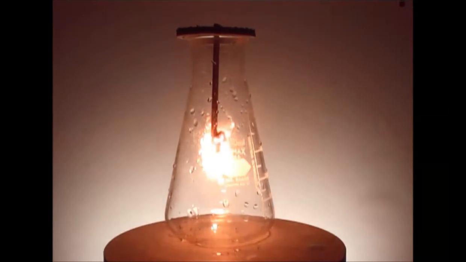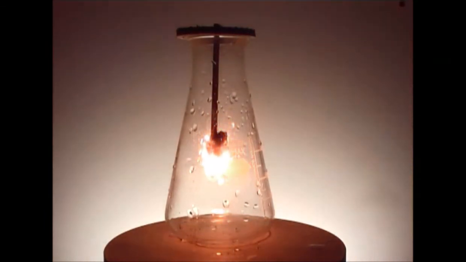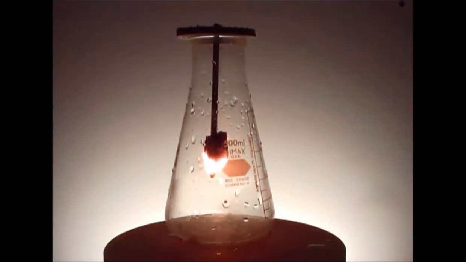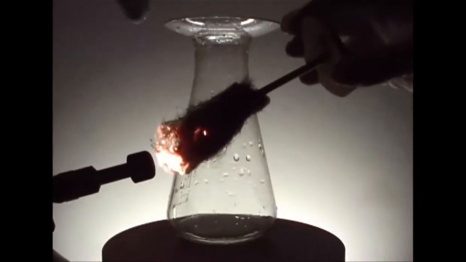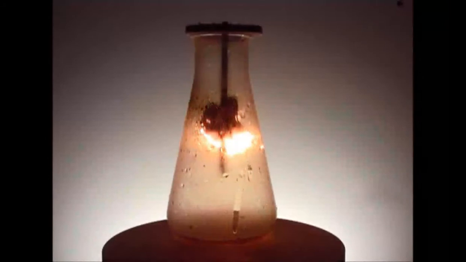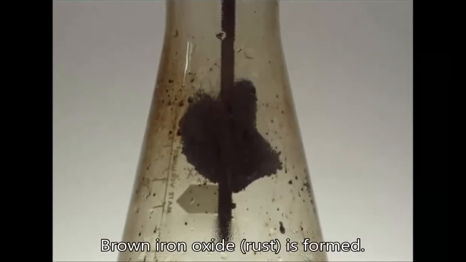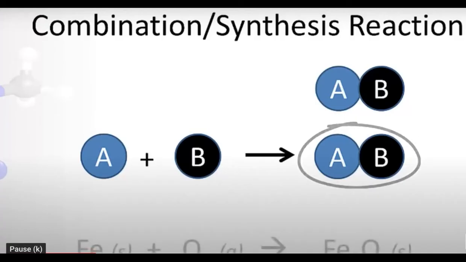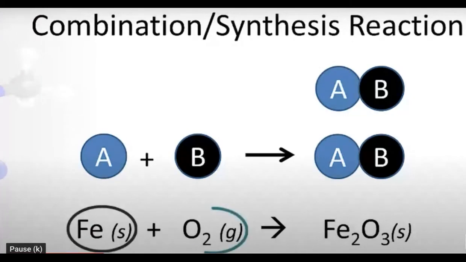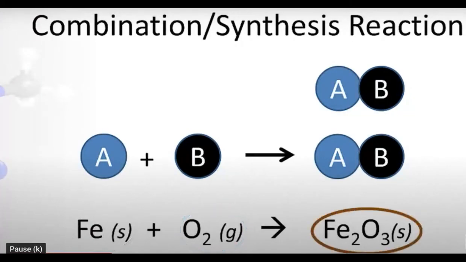And you can definitely see evidence of a chemical reaction. So that's one of our clues there. Let's see that again. We'll slow it down. Okay. Now, if you look closely on the sides of the container, I know it's a little bit hard to see, but you're going to see brown iron oxide rust is formed. In the demonstration, we had solid iron reacting with oxygen gas to yield iron(III) oxide.